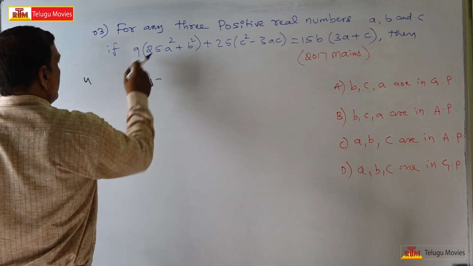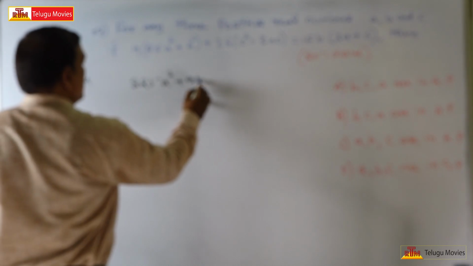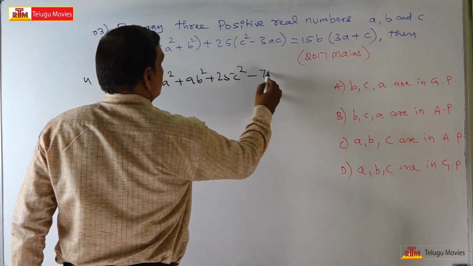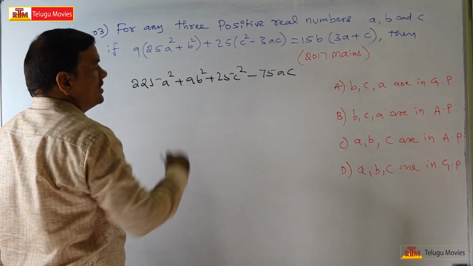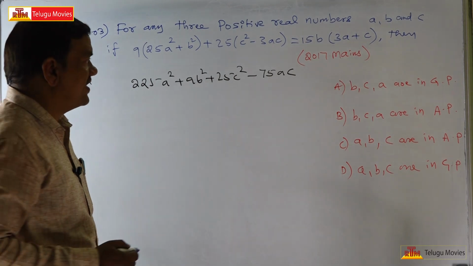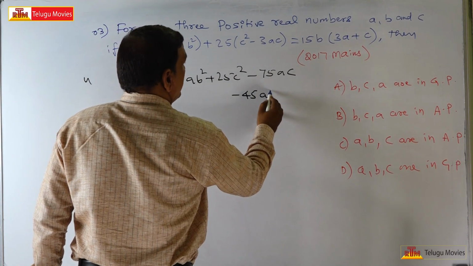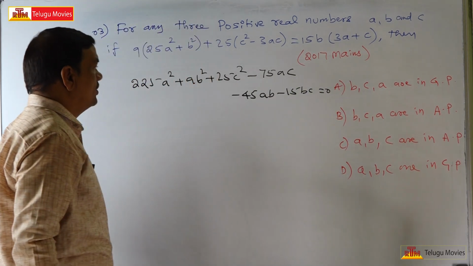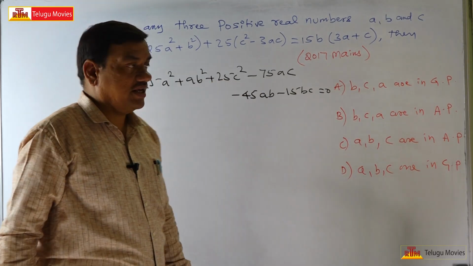So 45, 9 2s are 18, 225 a square plus 9b square. So this is 25c square. This is 75ac. Okay, now take that right hand side quantities also to the left hand side. So this is equal to minus 45ab minus 15bc is equal to 0. Altogether 1, 2, 3, 4, 5, 6 terms are there.